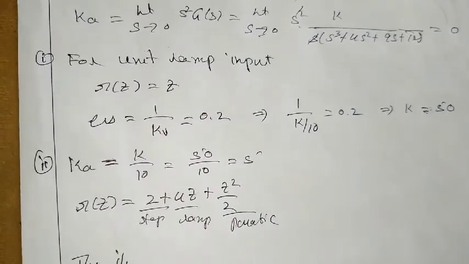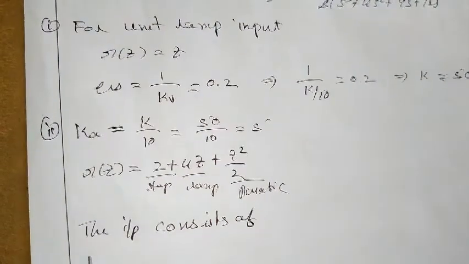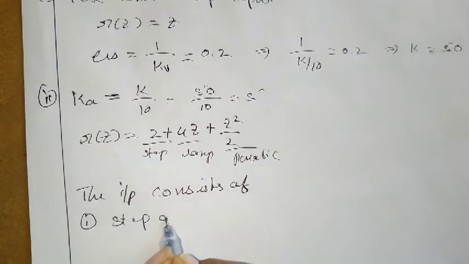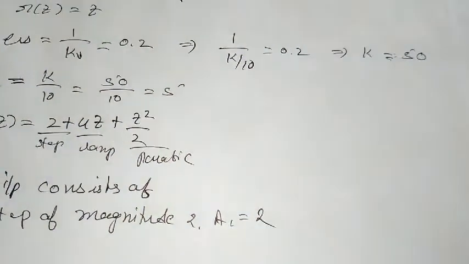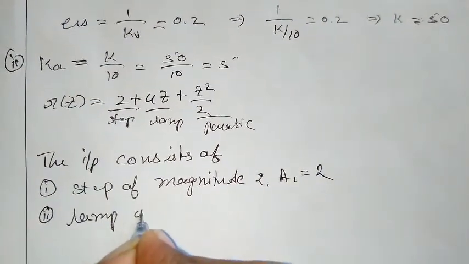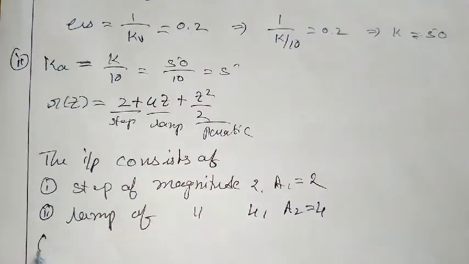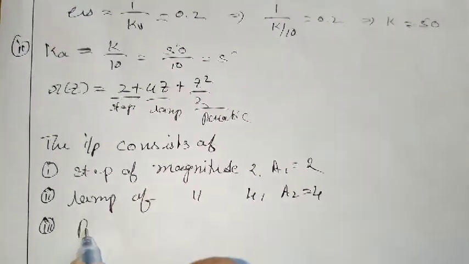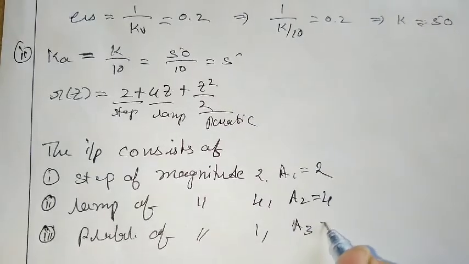The input consists of step of magnitude 2, so A1 is equals to 2. Second, ramp of magnitude 4, so A2 is equal to 4. Next, third, parabolic of magnitude unity, since it is t square by 2, so A3 is 1.